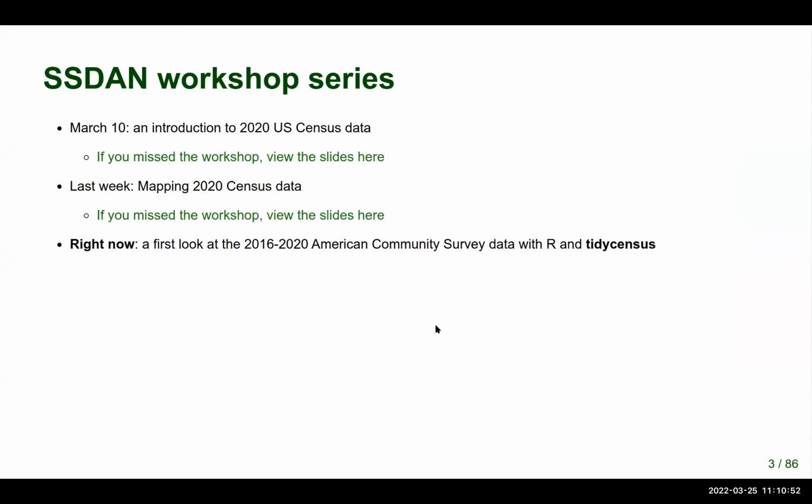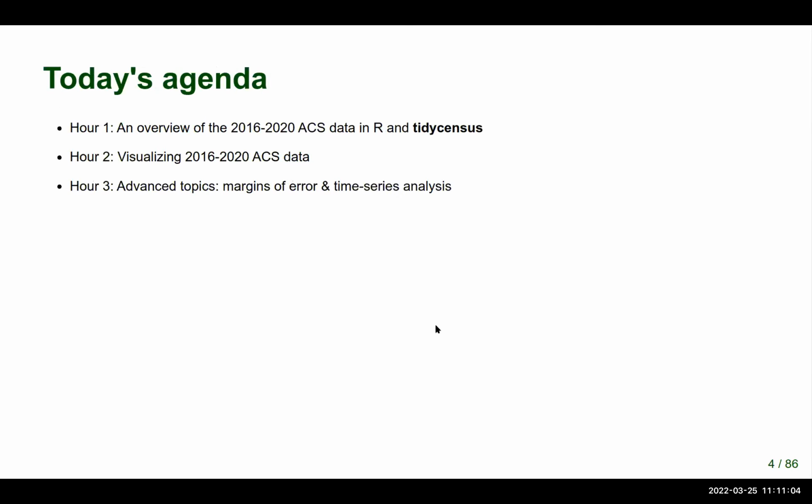A few other things. Slides are up for the March 10th and last week's workshops, and we're covering ACS data today. What we're going to be doing is dividing up the workshop into 3 chunks, and we'll generally go about 50 minutes per chunk and then take a short break so you can stretch your legs, so I can stretch my legs. And I've organized them generally into 3 components.